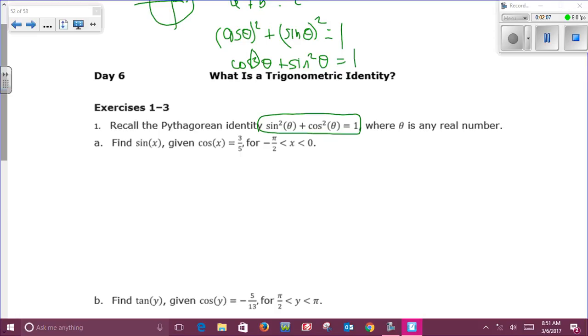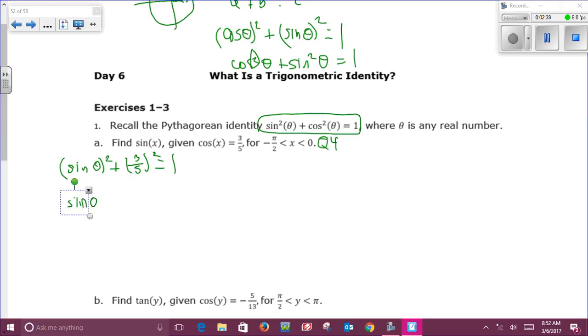Find the sine of x given that the cosine of x is equal to 3/5 for negative pi over 2 to 0. So this means I'm in quadrant 4. Okay. And if I'm using this formula, I'm just going to write it as sine theta squared plus, we know that the cosine is 3/5. So we're going to take 3/5 and square it. And we know it's got to be 1. So I can solve for sine.